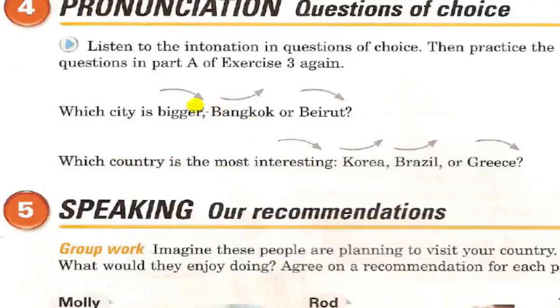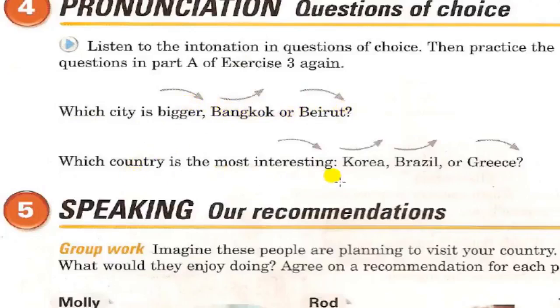In this exercise, which city is bigger, Bangkok or Beirut? You have a question of choice. You choose between A or B. So, before or, the sound is up. After or, the sound is down. Bangkok or Beirut? Which city is bigger, Bangkok or Beirut? Before or, the sound is up. After or, the sound is down.